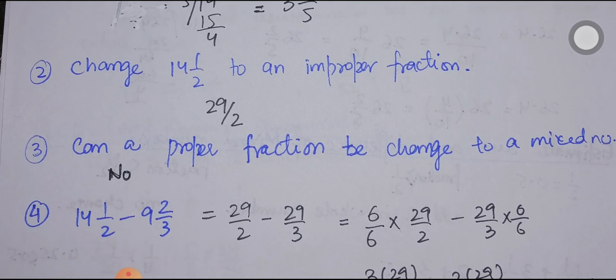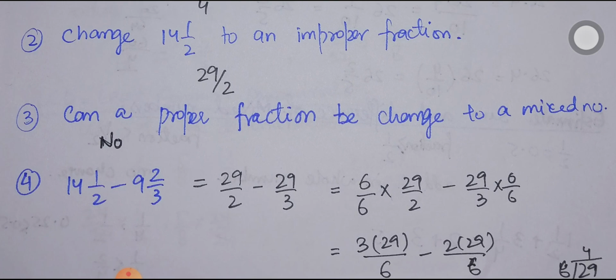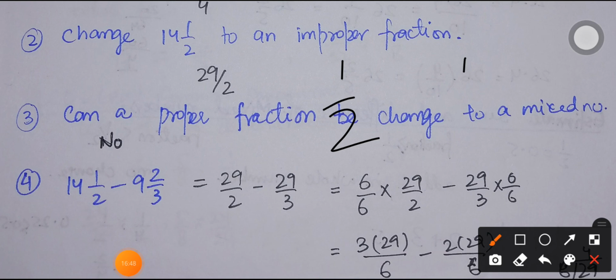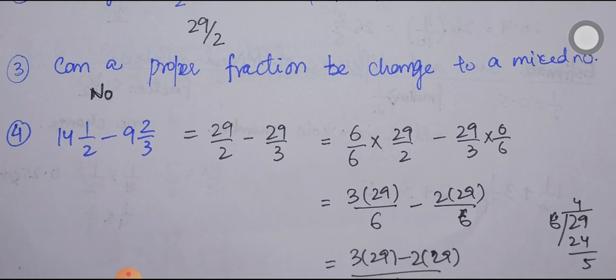Then we have question number 3. Can a proper fraction be changed to a mixed number? Obviously, we cannot change a proper fraction into a mixed number. For example, if we have a proper fraction 1 by 2, then when I divide 1 by 2, I will have a decimal. I cannot have a whole number in the quotient. That's why proper fractions cannot be converted to mixed numbers. Only improper fractions can be converted into the mixed form or mixed number.